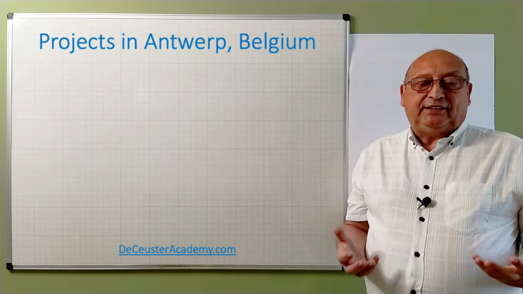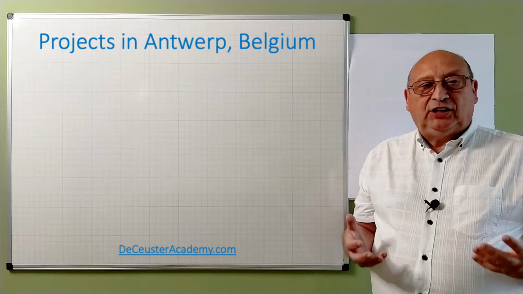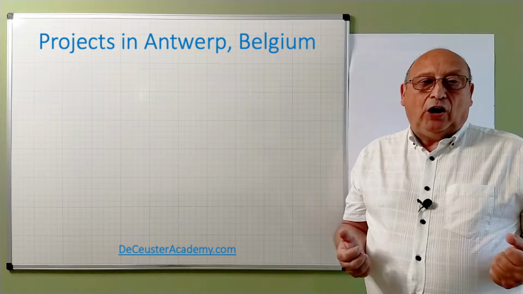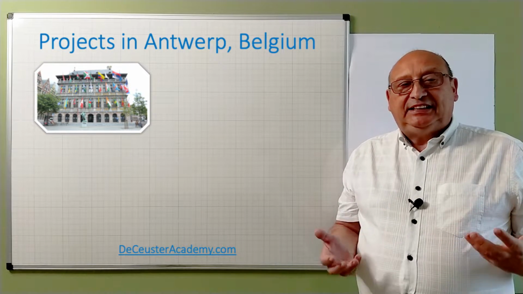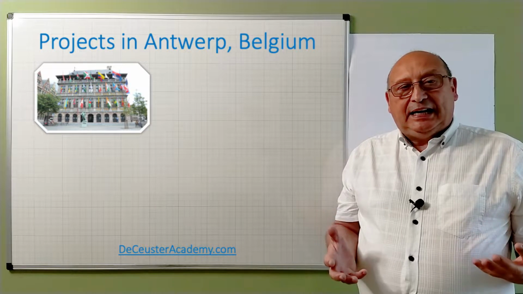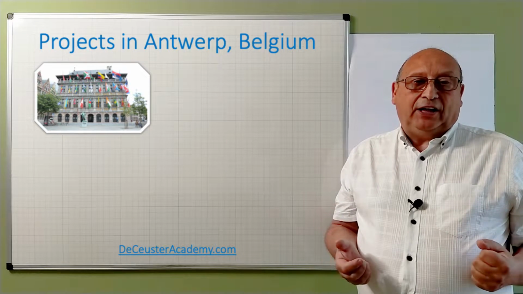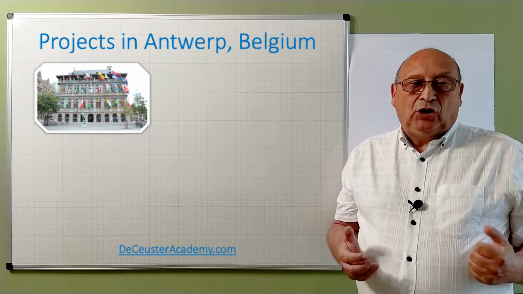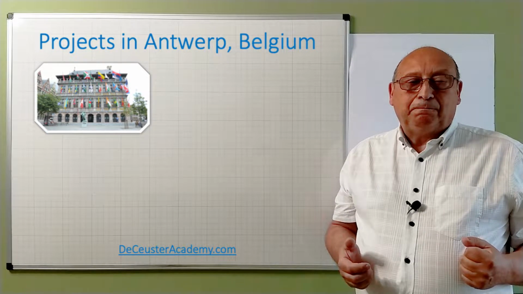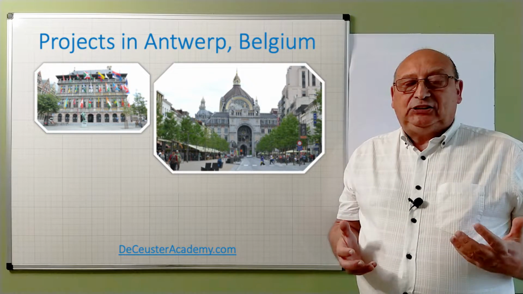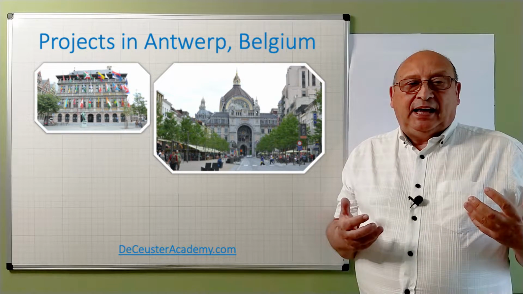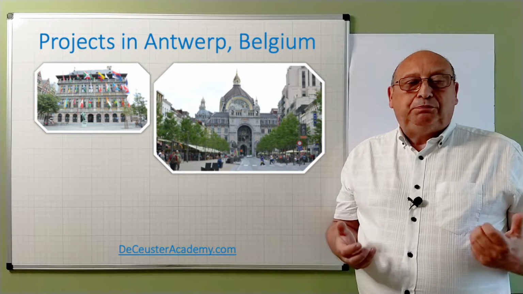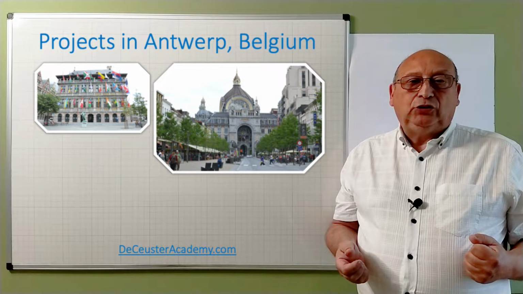Let's first have a look at Antwerpen, and the first project is the town hall. The town hall is from the 17th century and is still used today in the town of Antwerp as the main building for the town council. The second building is the world famous train station. The train station has been elected to be the most beautiful train station in the world.